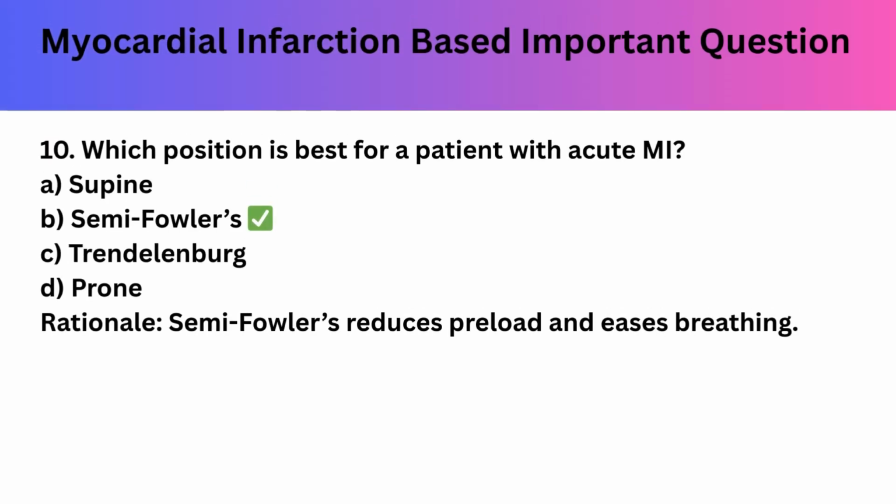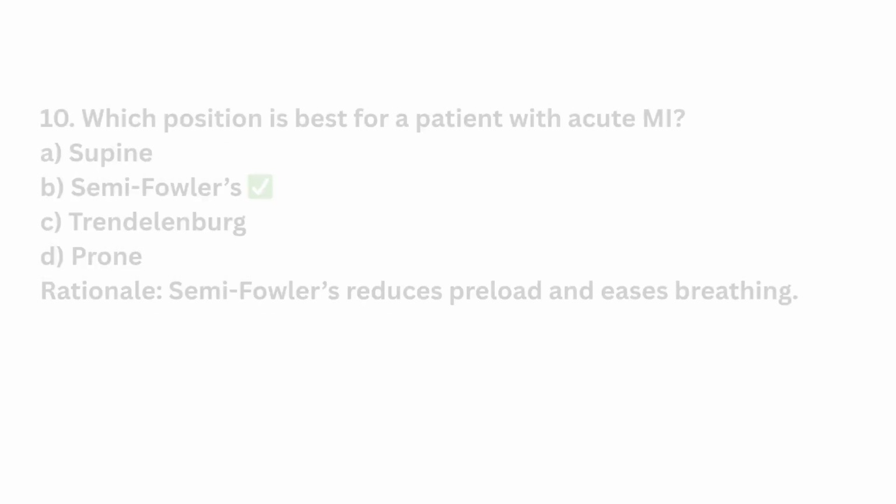Question number 10. Which position is best for a patient with acute MI? Option A, supine; option B, semi-Fowler's; option C, Trendelenburg; option D, prone. Correct answer is semi-Fowler's position. Semi-Fowler's reduces preload and eases breathing.